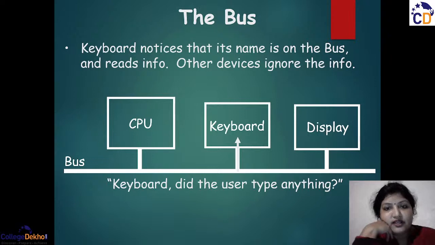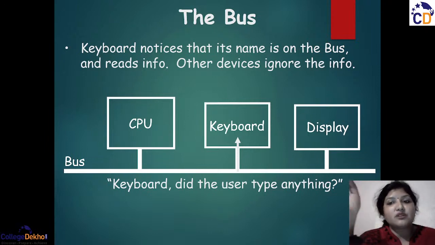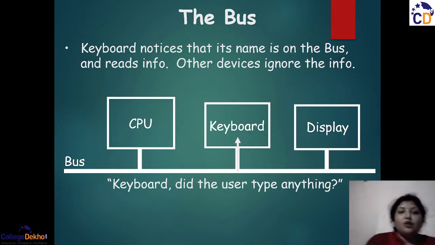Keyboard notices that its name is on the bus, right, and reads the information. Other devices ignore the info because the keyboard notices that its name is on the bus. So the keyboard is basically an input device, so it knows how to take the input. Other devices ignore it because their role is different, not taking the input.